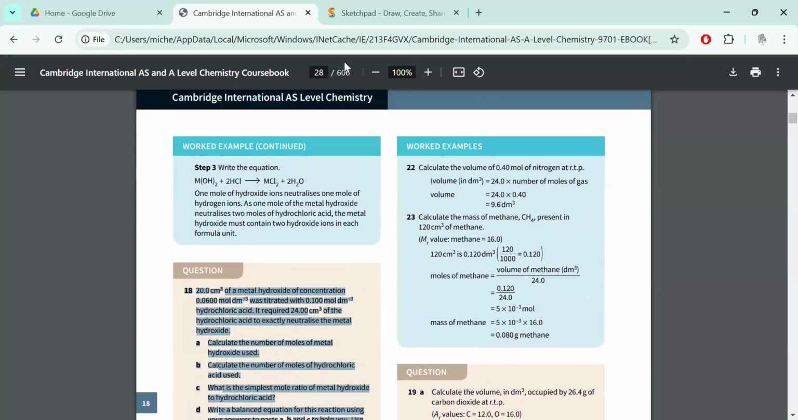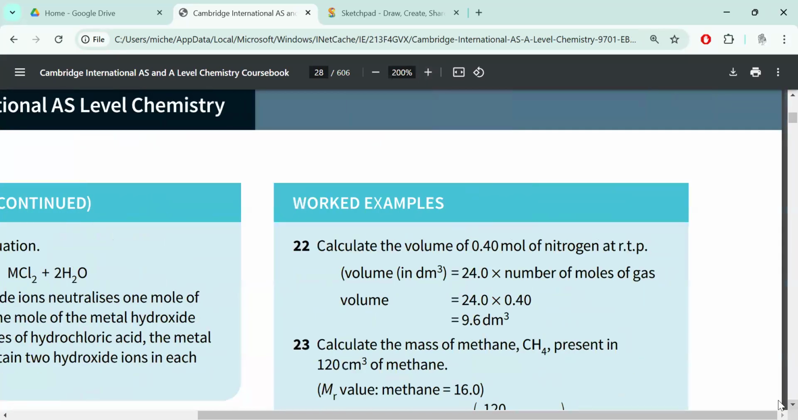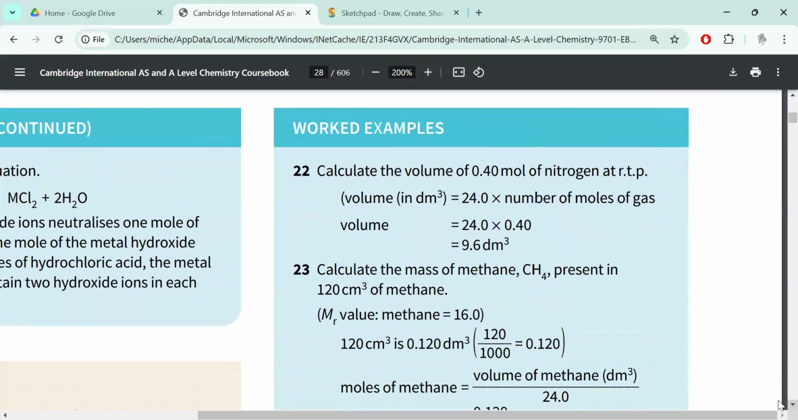So here we have the worked examples. For question number 22, we are asked to calculate the volume of 0.40 mole of nitrogen at RTP. So the volume in dm³ is once again the same, 24 for everything, times the number of moles of gas, which is 0.40. So 24 times 0.40, we get 9.6 dm³. Yeah, so 24 is actually a fixed number. It's in the formula because it's basically the same for every gas volume at room temperature.